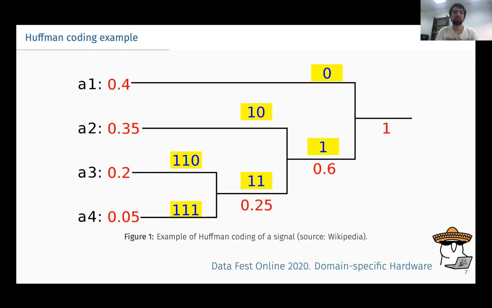The disadvantage is that it's bounded by one bit per symbol. So if the entropy is very low, less than 1 bit, you cannot benefit from it. And obviously this reduces the effectiveness of the method.